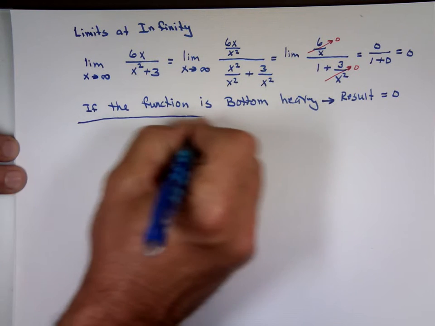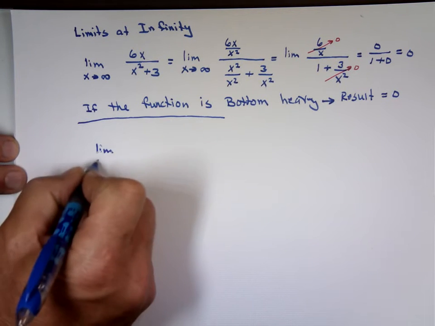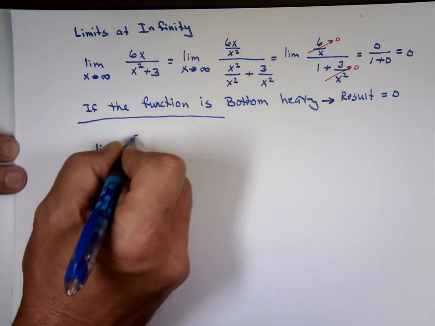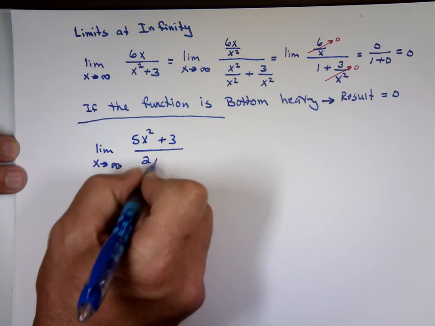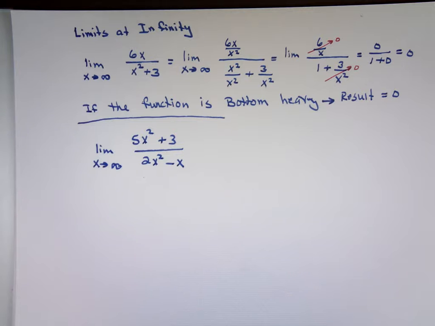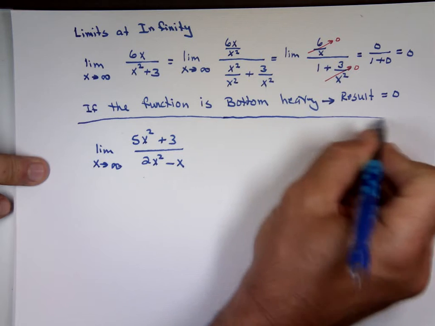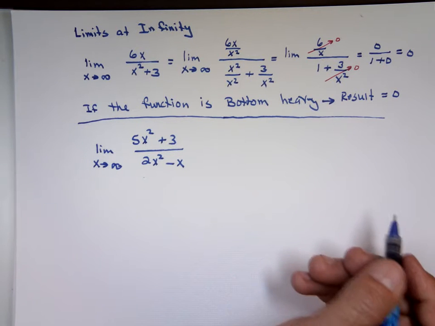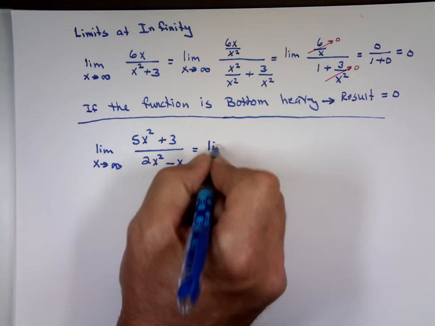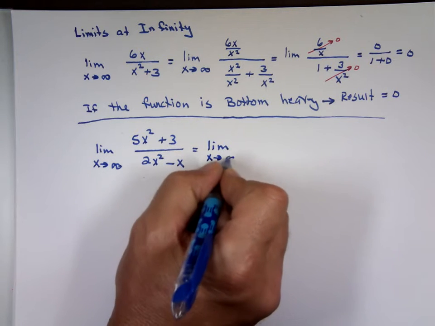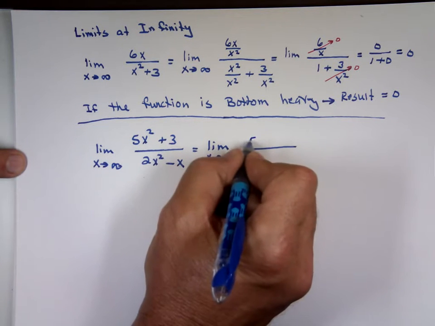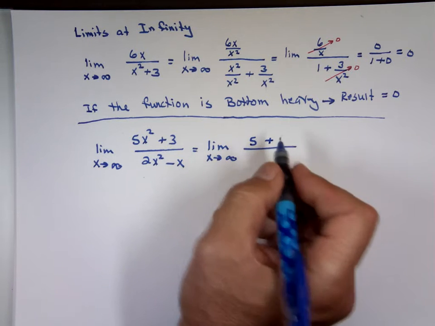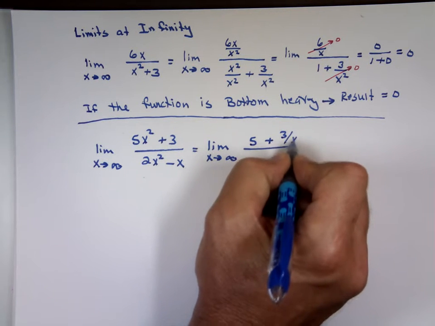What about this problem? The limit as x approaches infinity of 5x squared plus 3 over 2x squared minus x. Again, we're going to divide everything by what? x to the highest power, in this case x squared. If you divide by x squared, what is 5x squared divided by x squared? 5 plus, this will be what? 3 over x squared.